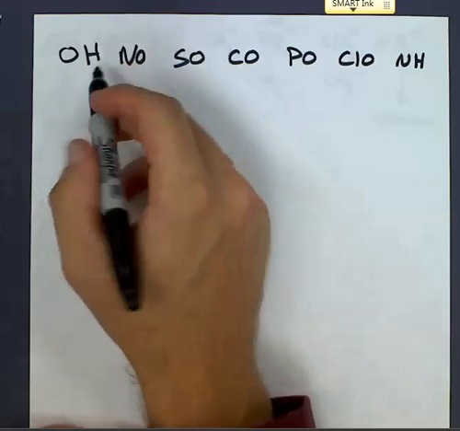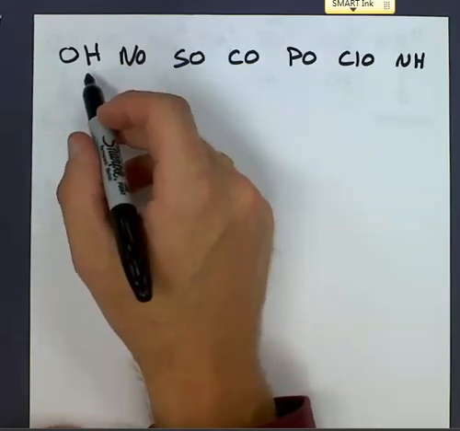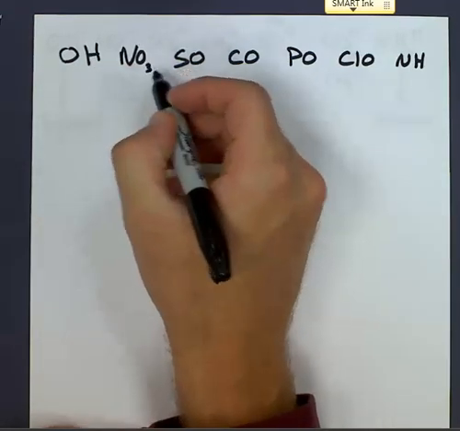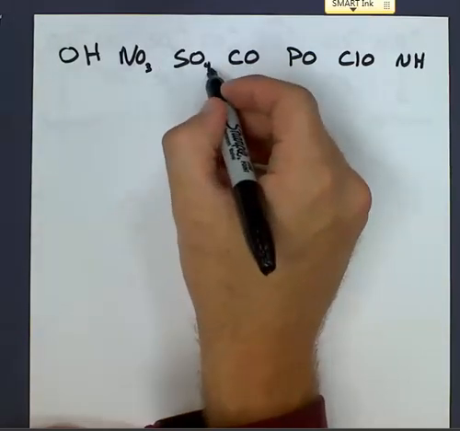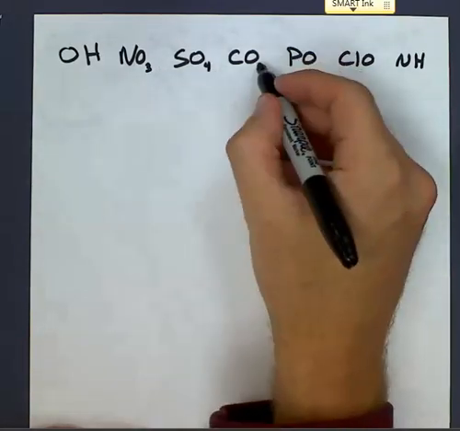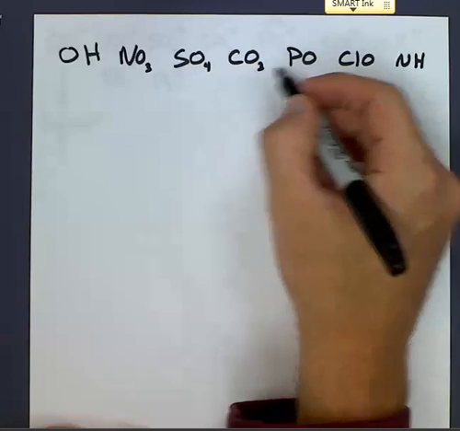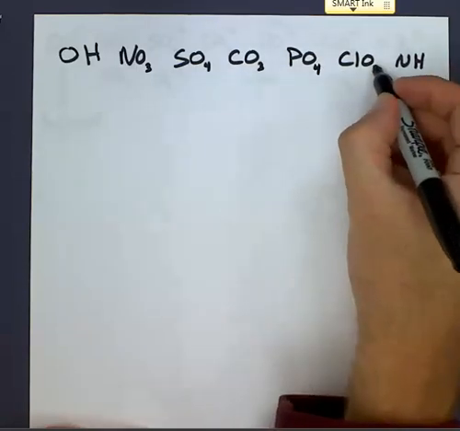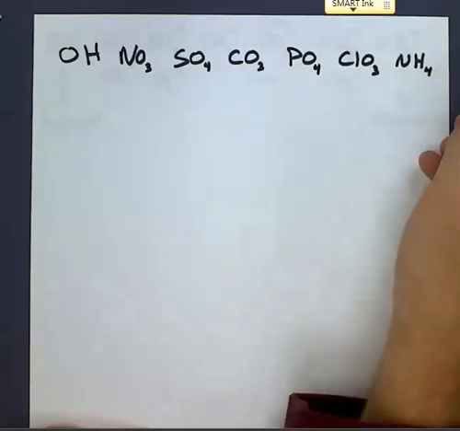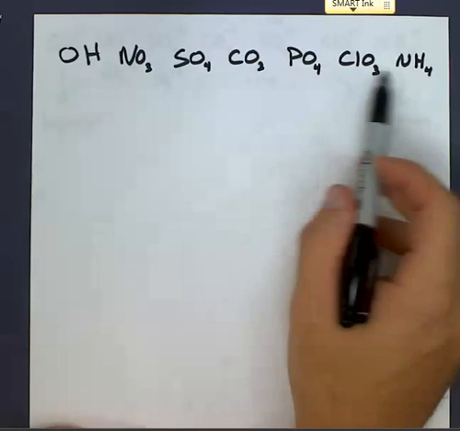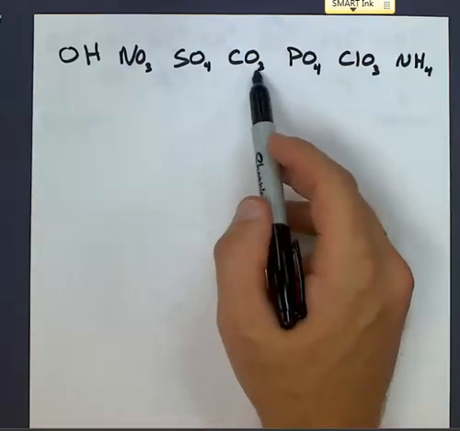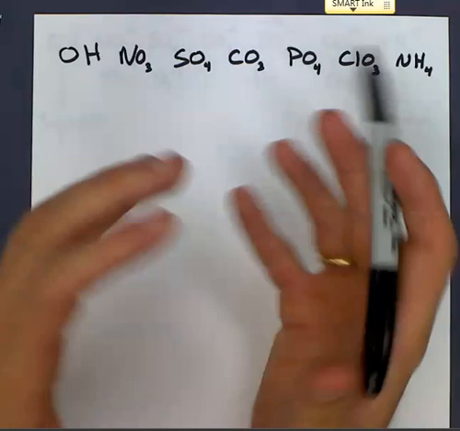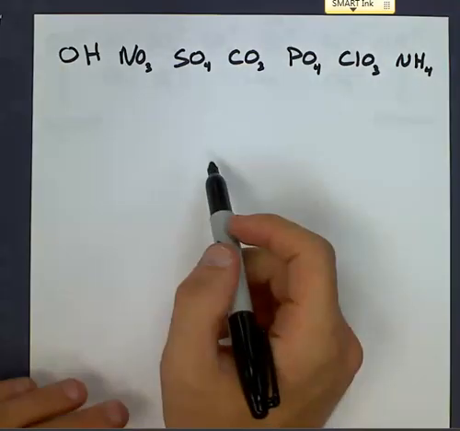Next, we need to know how many of each element we have. NO3, so that's 1 nitrogen, 3 oxygens. SO4, 1 sulfur, 4 oxygens. CO3, 1 carbon, 3 oxygens. PO4, ClO3, NH4. Each one of these is going to act as a whole unit. So we've got CO3, 1 carbon, 3 oxygens, all acting as one big old clump. All right, so one unit.